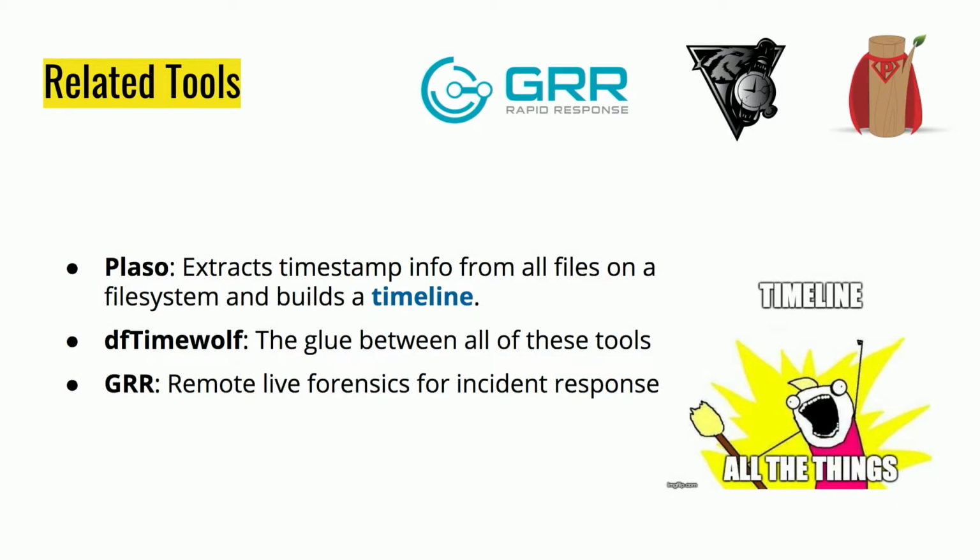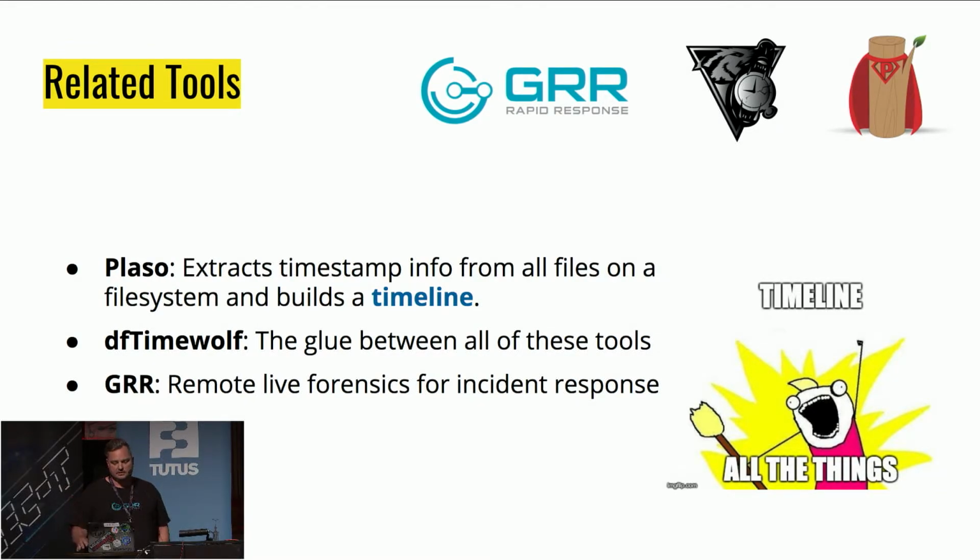And Aaron. Yep. So I kind of glossed over some of the details of some of the other tools that are related to this. These are a couple of them. Plaso, some of you might know, is used for extracting timestamp information and creating the timeline that goes into Timesketch. DFTimewolf is another tool that we have that glues some of these things together. In this case, we could use it to talk to cloud and clone disks and things like that. And then GRR is a remote live forensics tool that exists on the endpoint, so we can also extract information directly from live hosts.